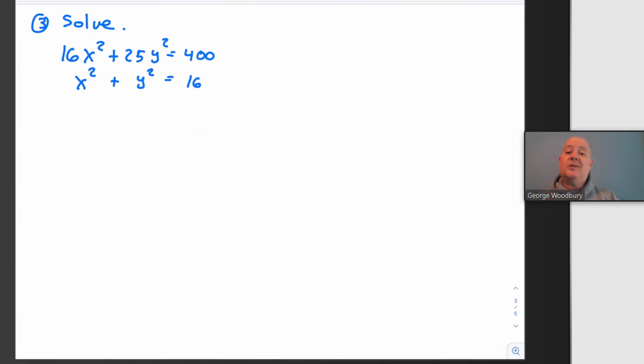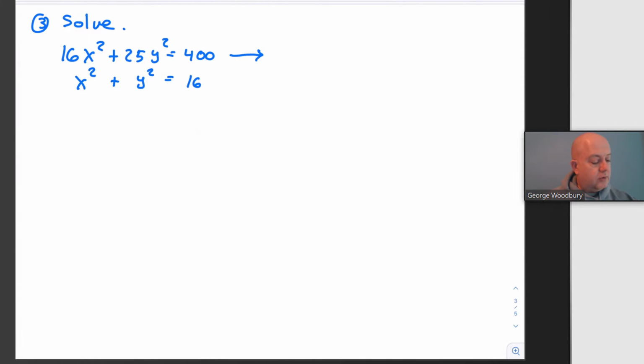In this first one we've got 16x squared plus 25y squared equals 400 and x squared plus y squared equals 16. Notice both equations just have x squared and y squared terms on the left-hand side equal to some constant on the right. We can use elimination just like we did when we were working with only x and y instead of x squared and y squared. Here, we can eliminate the variable x squared by multiplying the second equation by negative 16.